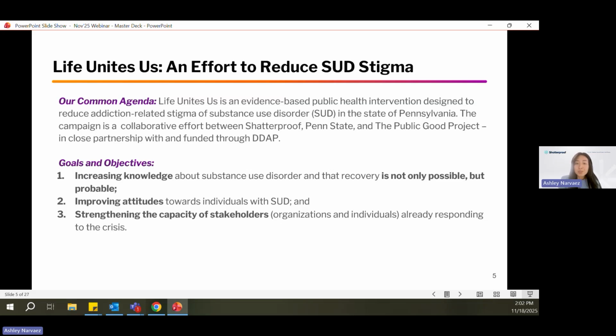In terms of our goals, we're working to increase knowledge around substance use disorder, and that recovery is not only possible, but probable. We're improving attitudes towards individuals with SUD, and we're also strengthening the capacity of stakeholders who are already responding to the work on the ground.